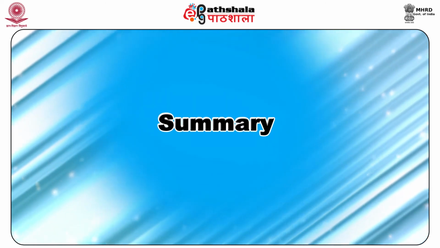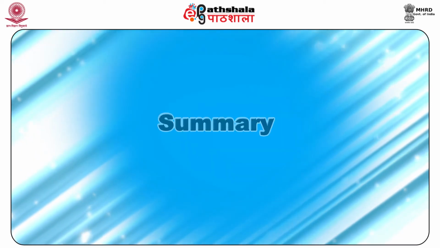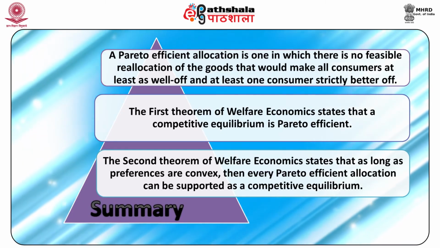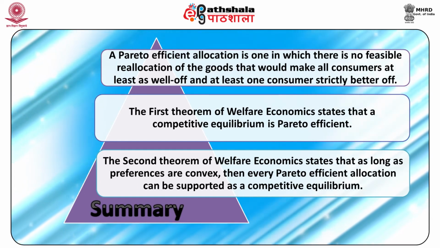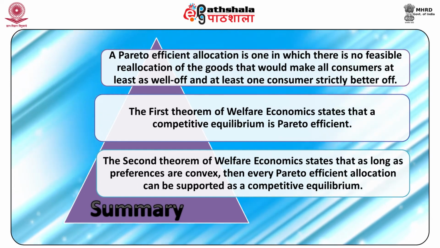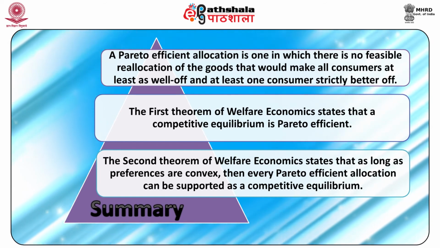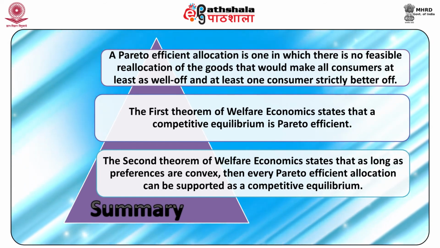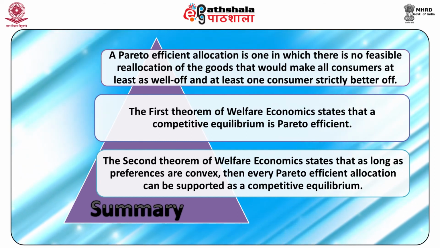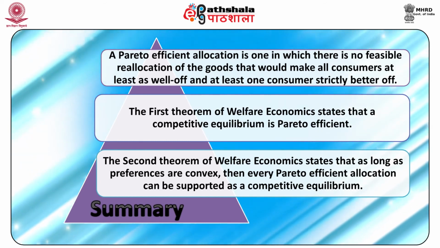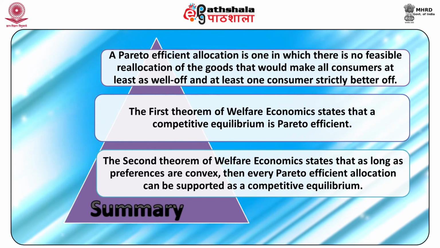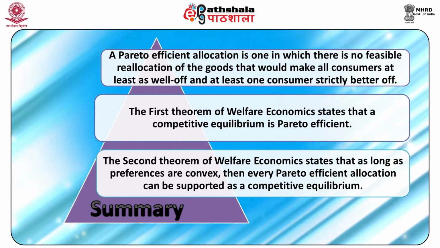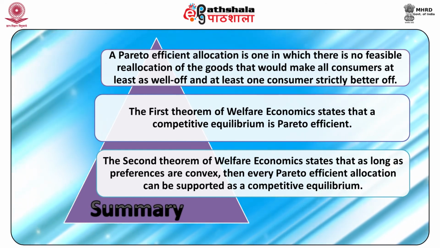Summary. Let us now summarize what we discussed in this present module. 1. A Pareto efficient allocation is one in which there is no feasible reallocation of the goods that would make all consumers at least as well off and at least one consumer strictly better off.